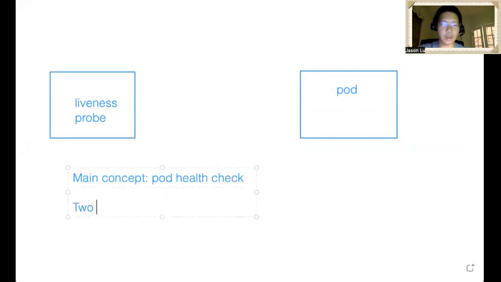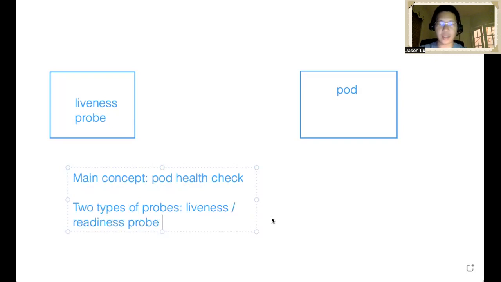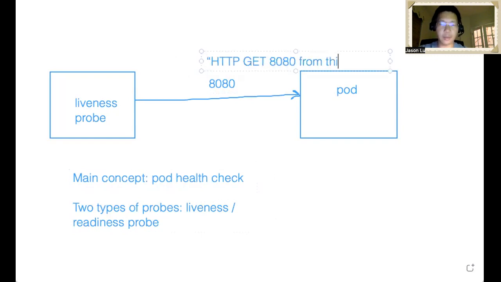And there are 2 types of probes. Liveness, and then later, in the next episode, the readiness probe. Because we have to make sure, of course, spoiler alert, that the chess is actually ready to be played before you make a move. So for a liveness probe, we do the following. We make a connection to the pod here on port 8080 to make sure it's connected. It's sort of like the concept of HTTP GET from web dev. So I'm writing HTTP GET 8080 from this probe.